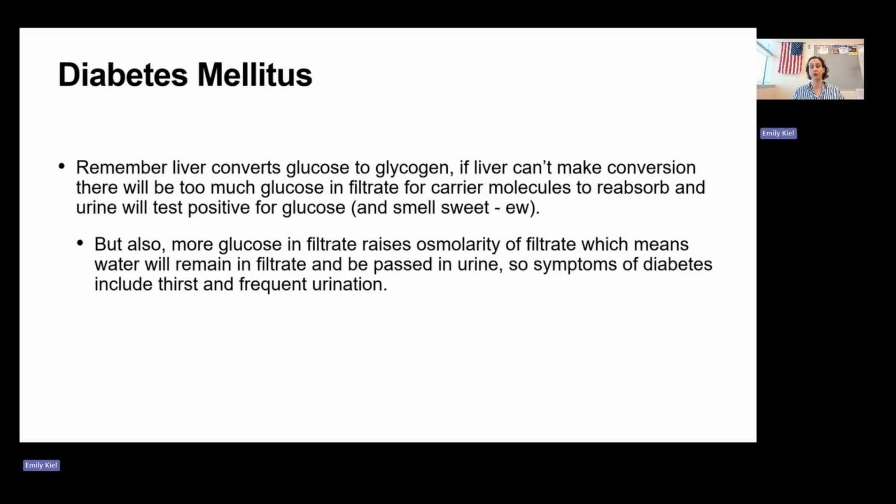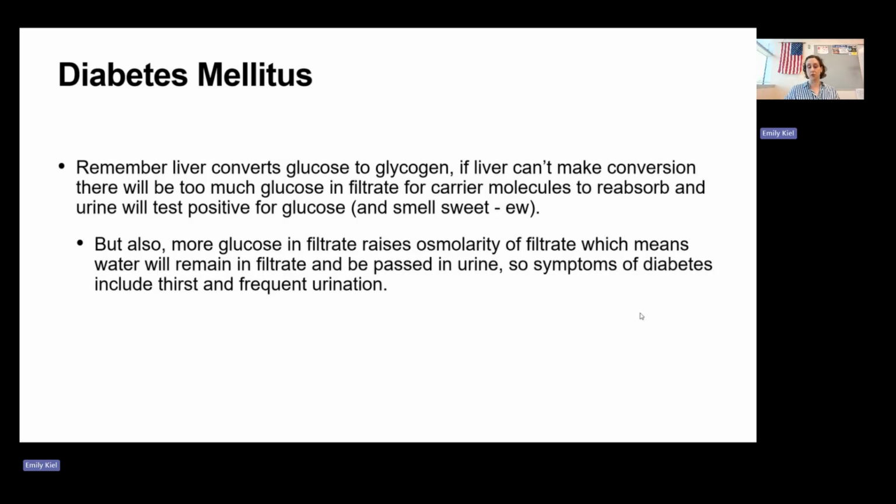In that case, the glucose is just hanging out in the bloodstream. So it's going to be filtered through that glomerulus and that membrane, but it is going to be so much that those carrier molecules in the proximal convoluted tubule cannot reabsorb it. And so you are going to lose glucose in the urine, and it will test positive on the chem strip, and it will actually smell sweet. Diabetes was originally diagnosed by somebody tasting the urine and being able to taste the glucose in it. This is way, way, way back when, but it's just showing you how much glucose was being lost.